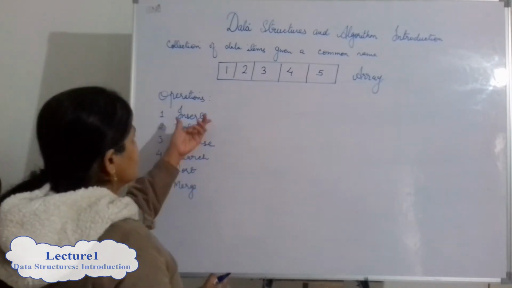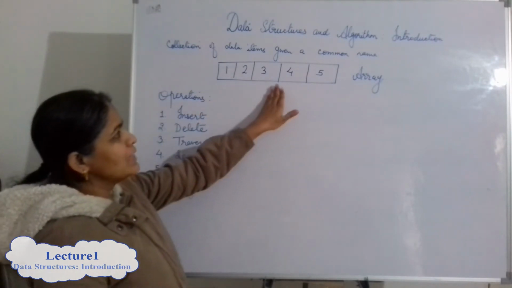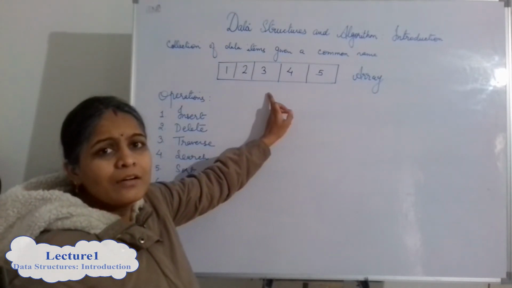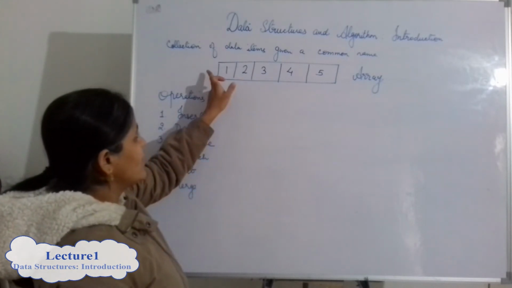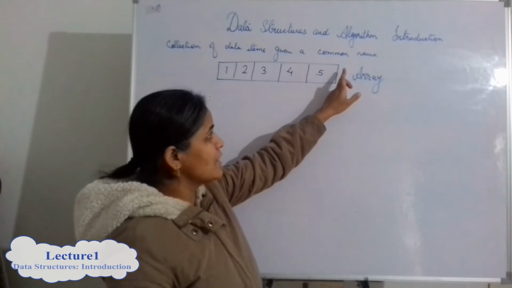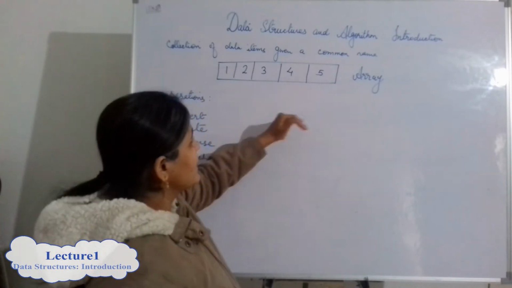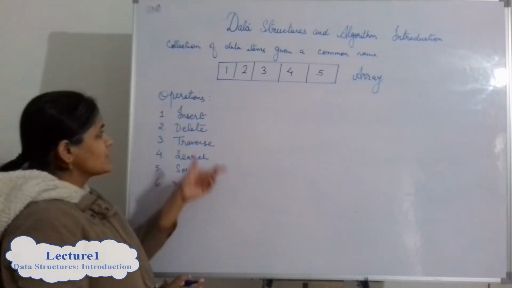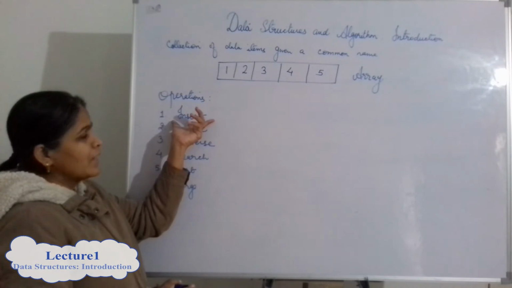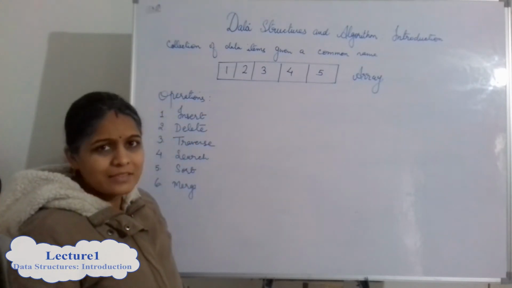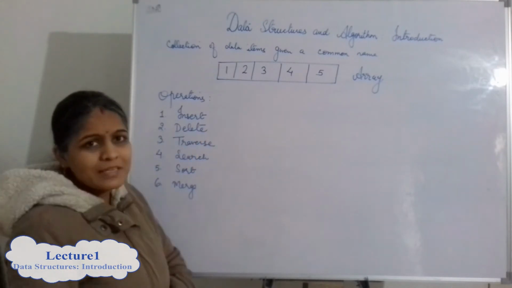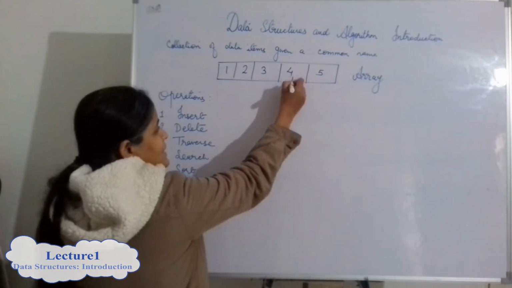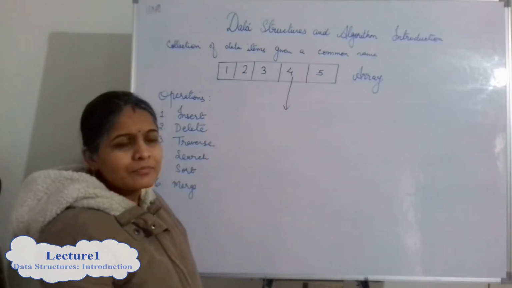Okay. Insert operation means adding a new element to the list. For example, I would like to add 7 into the list. So, I can add 7 as first element, I can add 7 as last element, or I can insert 7 in between the list. So, adding a new element into the list is called insert operation, and it can be applied to all the data structures. Okay. Now delete operation is what? Removing an existing element, say 4. Removing an existing element from the list is called delete operation.